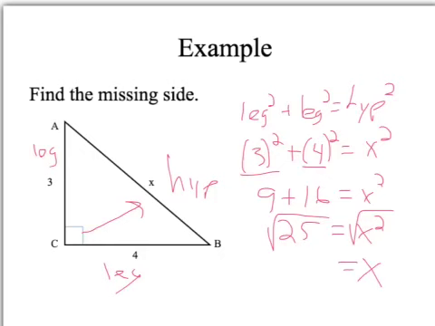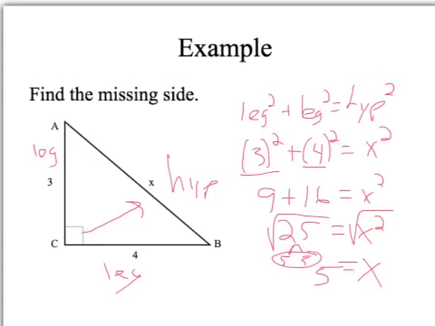Remember how we break down radicals? I'm going to do a factor tree and find the pairs. Numbers that go into 25 would be 5 and 5. Since we have nothing left over, our answer is just 5. So x is equal to 5.